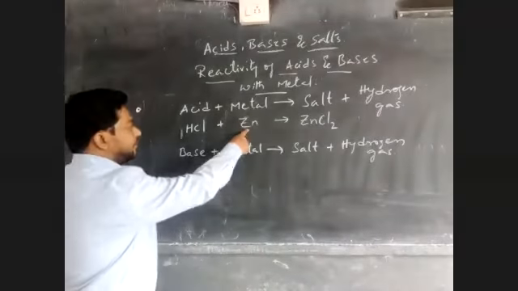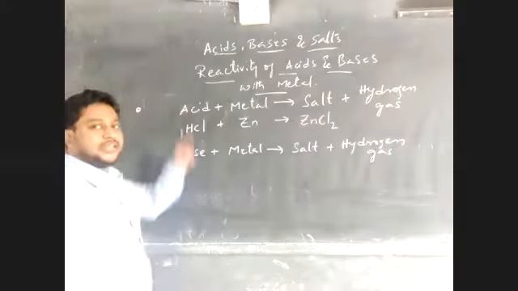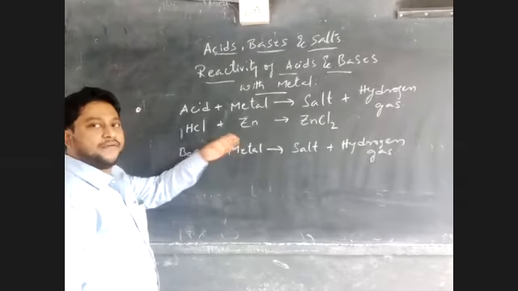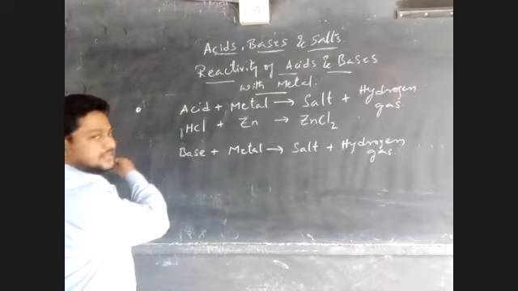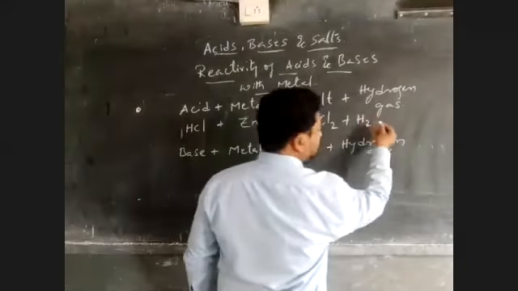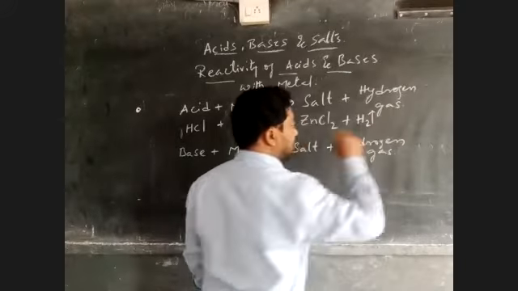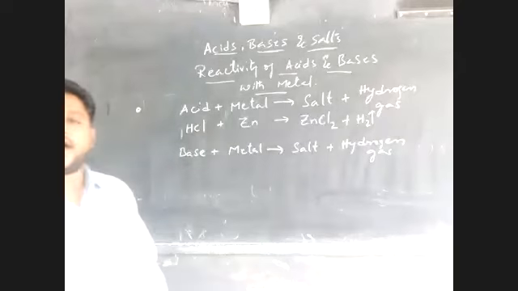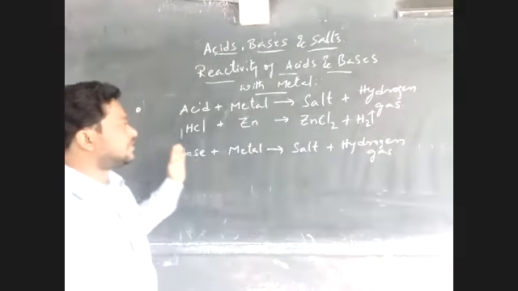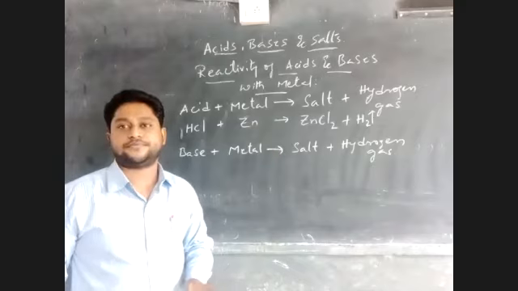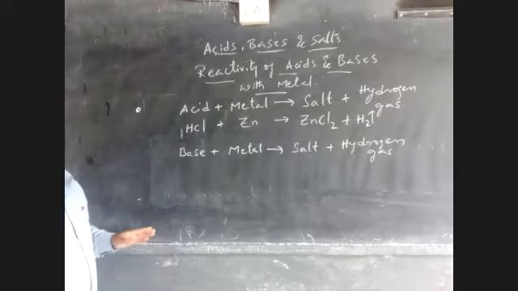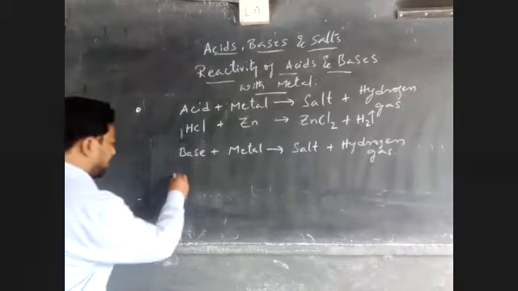This zinc is present above hydrogen in the metal reactivity series. So zinc is more reactive than hydrogen, which displaces hydrogen from the acid to form what? Salt and hydrogen gas, an upward arrow for the gas. So this is the reaction. Now the base.